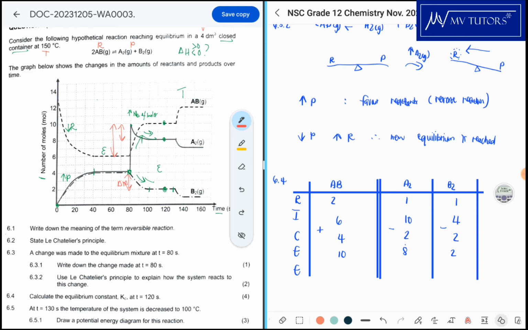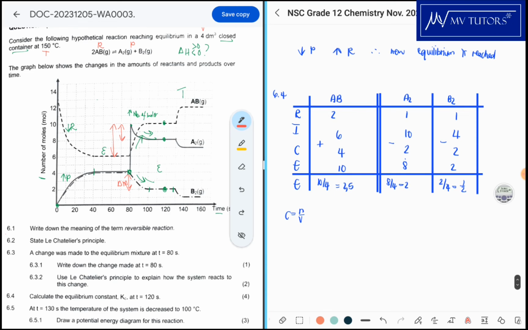We need to get this in terms of concentration. So we're going to remember concentration is equal to number of mole divided by volume. So then the volume is 4, right? So 10 divided by 4, that's simply 2.5. 8 divided by 4, that is 2. And then 2 divided by 4, that is 1/2. All right, so we have our concentrations at equilibrium. Now we can calculate. That's why I think it wasn't really necessary to do the table. You could have just read off the values and just calculated from then on.